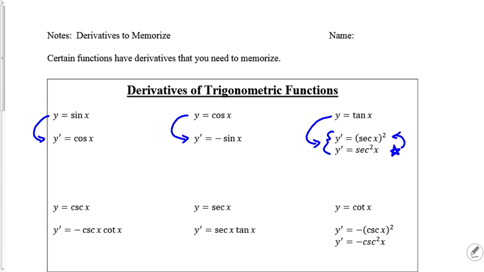If you have cosecant of x, its derivative is the opposite of cosecant x cotangent x, or in other words, negative cosecant x cotangent x. If we have secant of x, that derivative is secant x tangent x. And if we have cotangent x, its derivative is either one of these. And again, the lazy mathematicians use the bottom notation, the opposite of cosecant squared x, or negative cosecant squared x. Again, these are ones that you need to memorize. I'm going to scroll down.